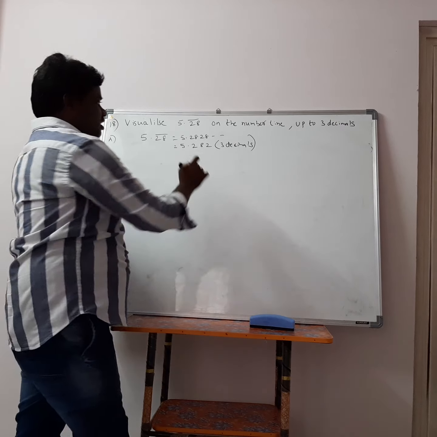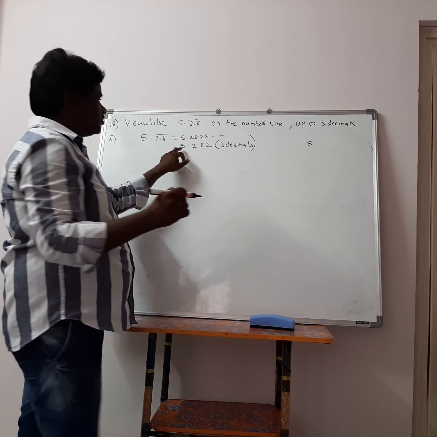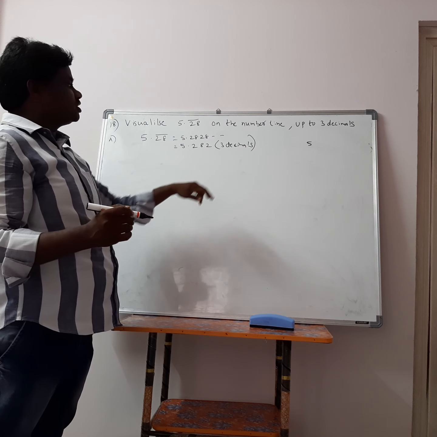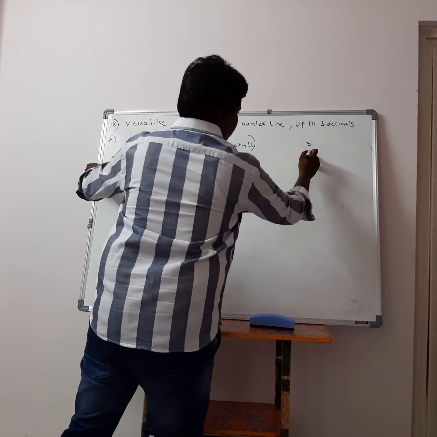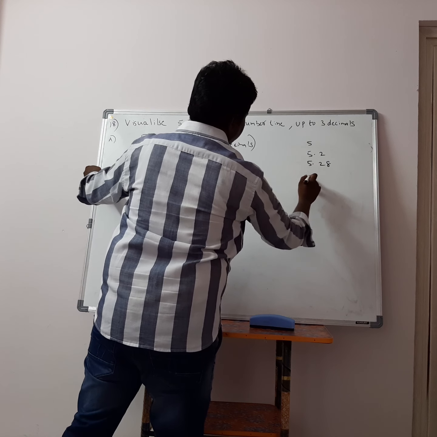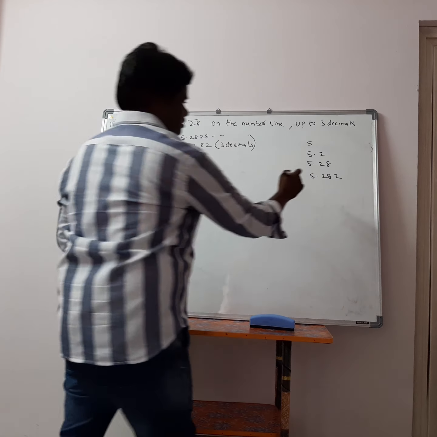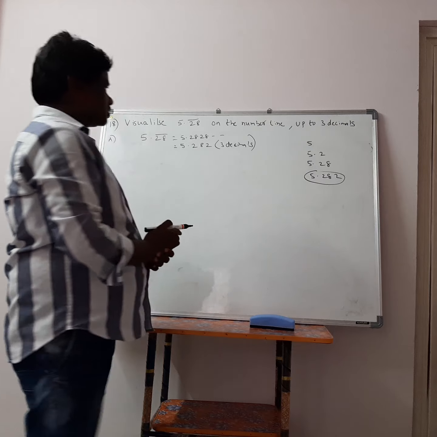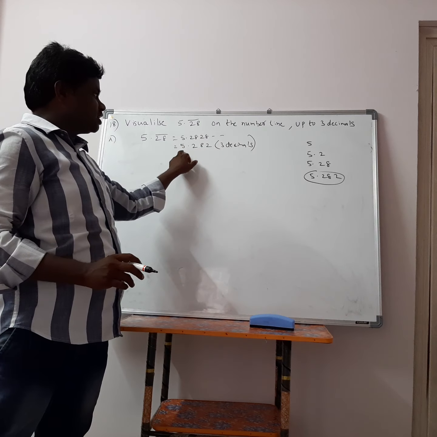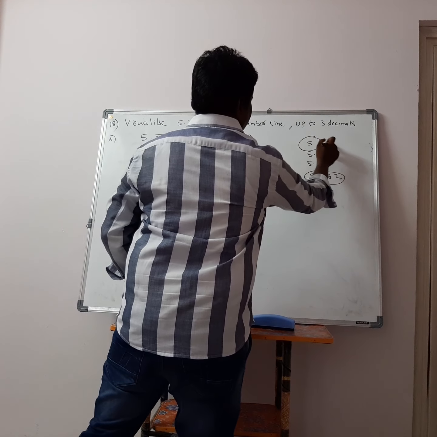So already this is 5. The first number is 5. After that, if you take 5.2, you will get 5.28, and at last you will get 5.282. Okay children, first 5, then 5.2, 5.28, 5.282. First, you see the first step, 5.